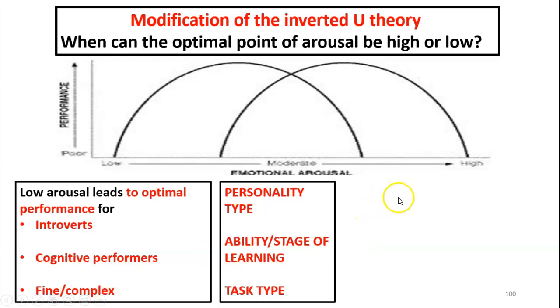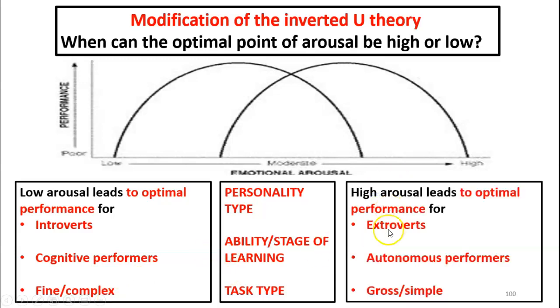On the flip side, of course, high arousal leads to optimal performance for extroverts, autonomous performers, and gross and simple skills. If you remember the key things about those, extroverts have a less sensitive reticular activating system, which means they want high arousal to perform optimally. Autonomous performers have a really well learnt motor program, so high arousal leads to optimal performance for them. And gross and simple skills are performed best with high arousal because gross skills have large muscle movements and little intricacy, and simple skills do not have high levels of decision making or information processing, so they can be performed well under high arousal. You don't have to put any of the descriptions in there. I thought it was just important for me to talk about those.